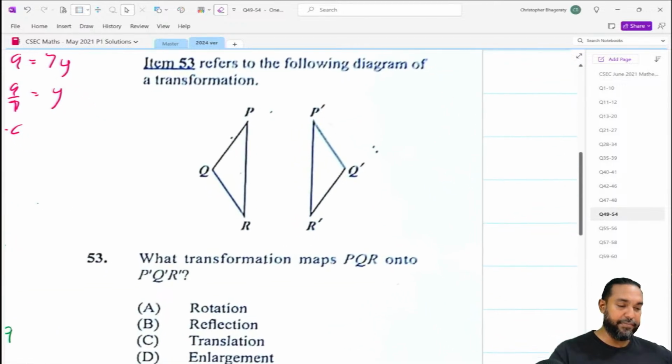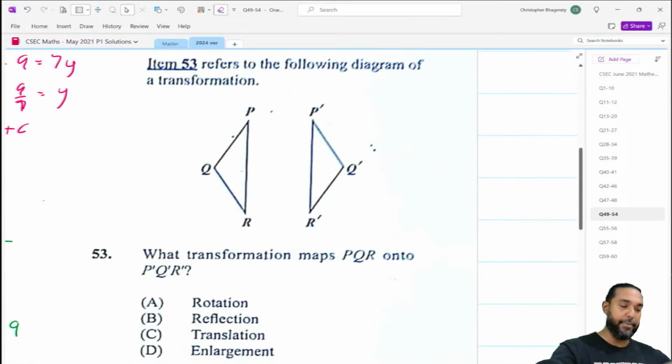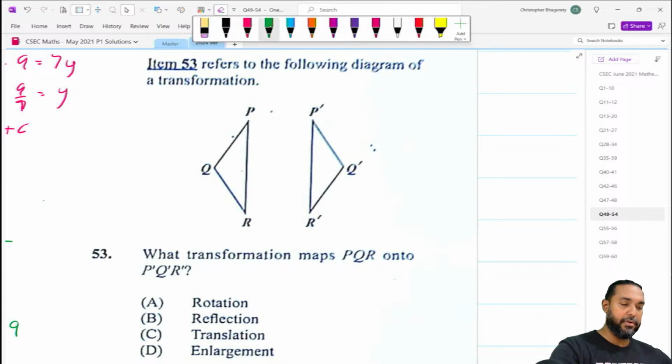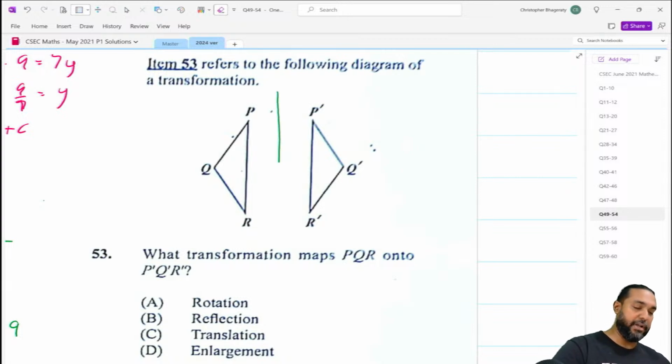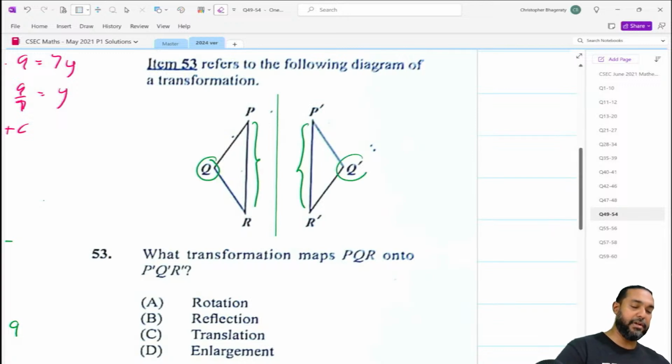Item 53 refers to the following diagram of a transformation. This one is easy because it's a reflection. What transformation maps PQR onto P prime, Q prime, R prime? That's a reflection. If you put a mirror line in between them like this, like this is your face, and there's your face watching your back, and there's your ponytail to the back. Right, cool.